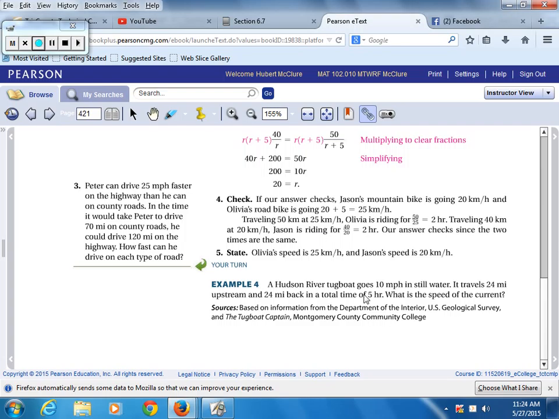So a Hudson River tugboat goes 10 miles per hour in still water. That's like a swimming pool. And it travels 24 miles upstream. So we need to draw a picture of this.